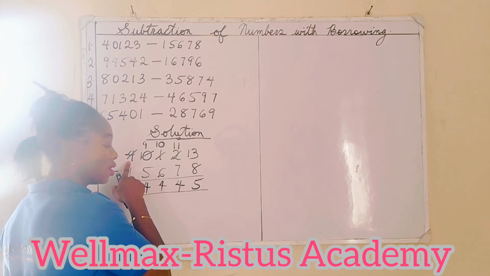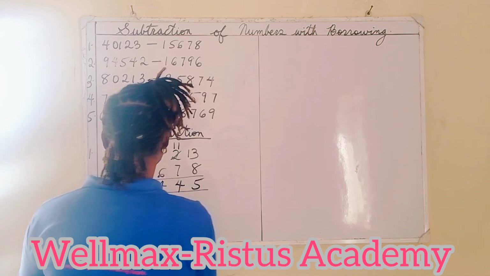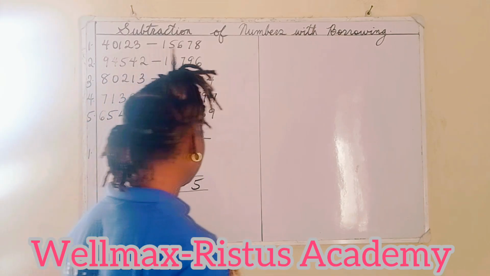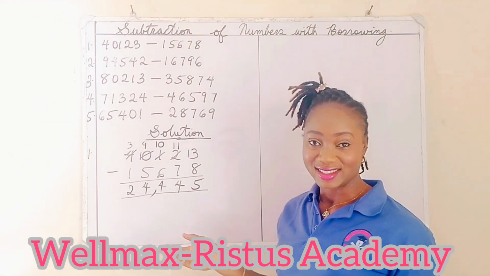Now what is left from 4 here is 3. So we have 3 take away 1 gives us 2. And our answer is 24,445. I hope you understand this.